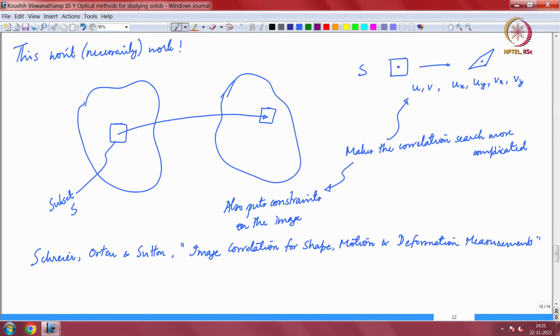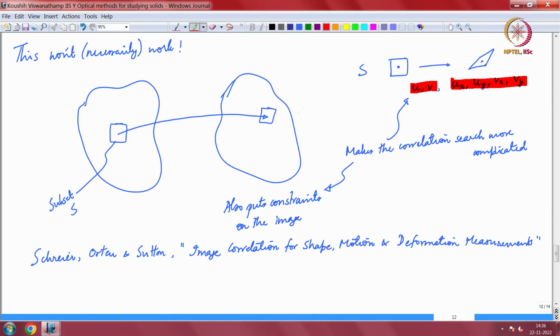which means not only is the rigid body displacement important, which we have denoted by u and v, u being the horizontal displacement, v being the vertical, but also you have to worry about shape change. So, which means the gradients ux, uy, vx, vy and rotations. So, this square can rotate by some arbitrary angle at each particular point. So, you need to now look at 6 parameters when making this search from the undeformed to the deformed configuration.